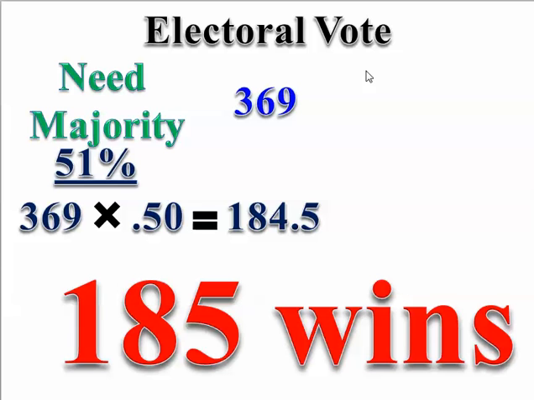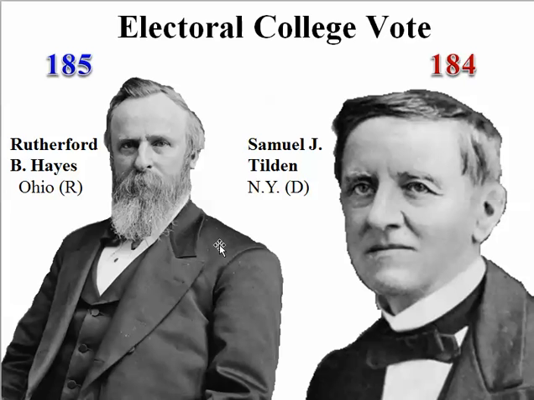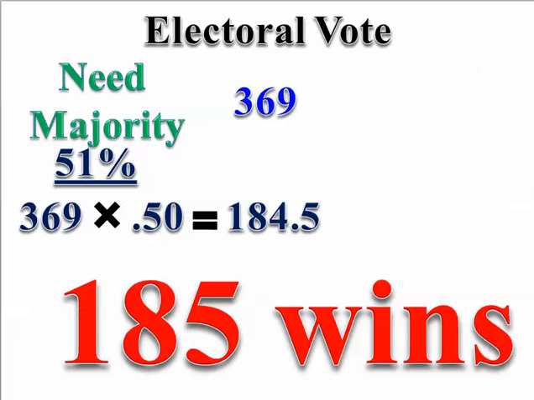Alright, so the Electoral College vote was counted up. Each state counted theirs up, sent them in, and then the result was that Rutherford B. Hayes received 185 Electoral College votes, and Samuel J. Tilden would receive 184 votes. So what this means, because the Electoral College chooses a president, we see that 185 was needed.